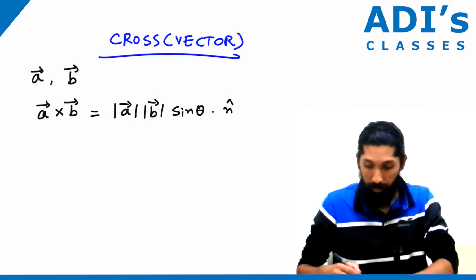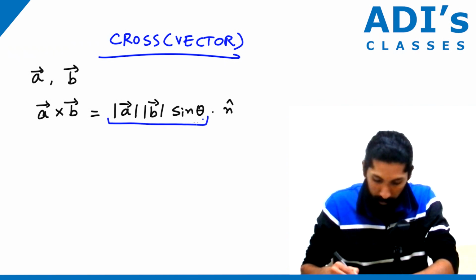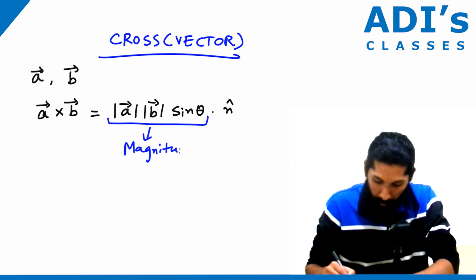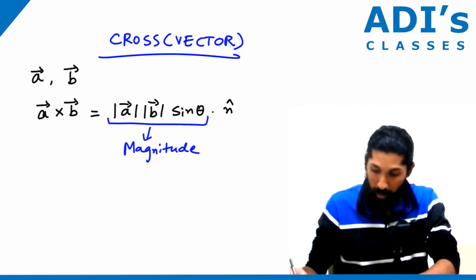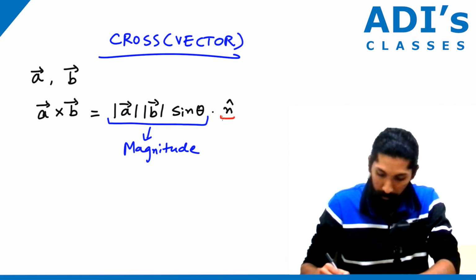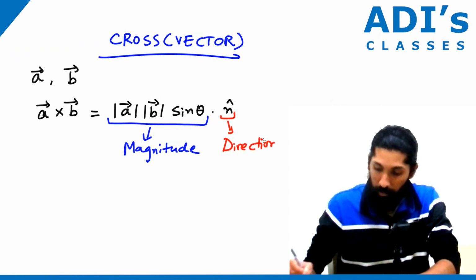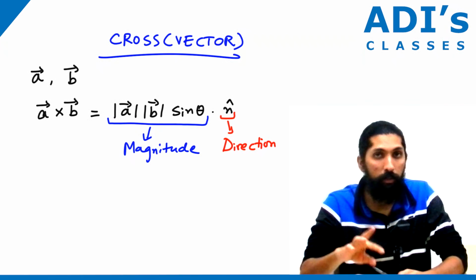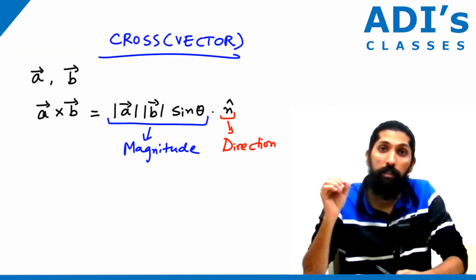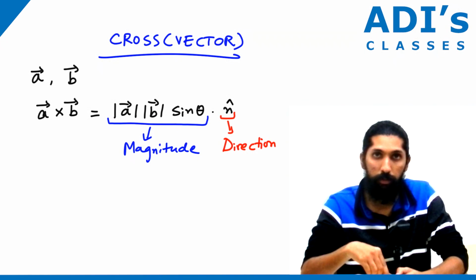Now, remember this part: this part is the magnitude of that particular product of the vectors. And then this part gives us the direction. So we can conclude that the cross product between the two vectors is a vector. That's why this is called a vector product.